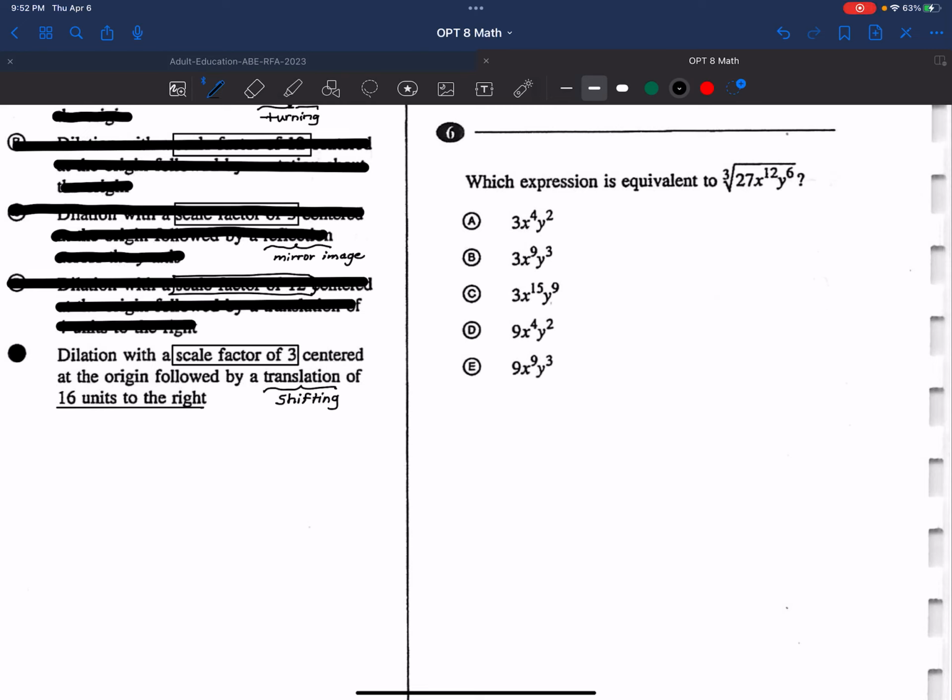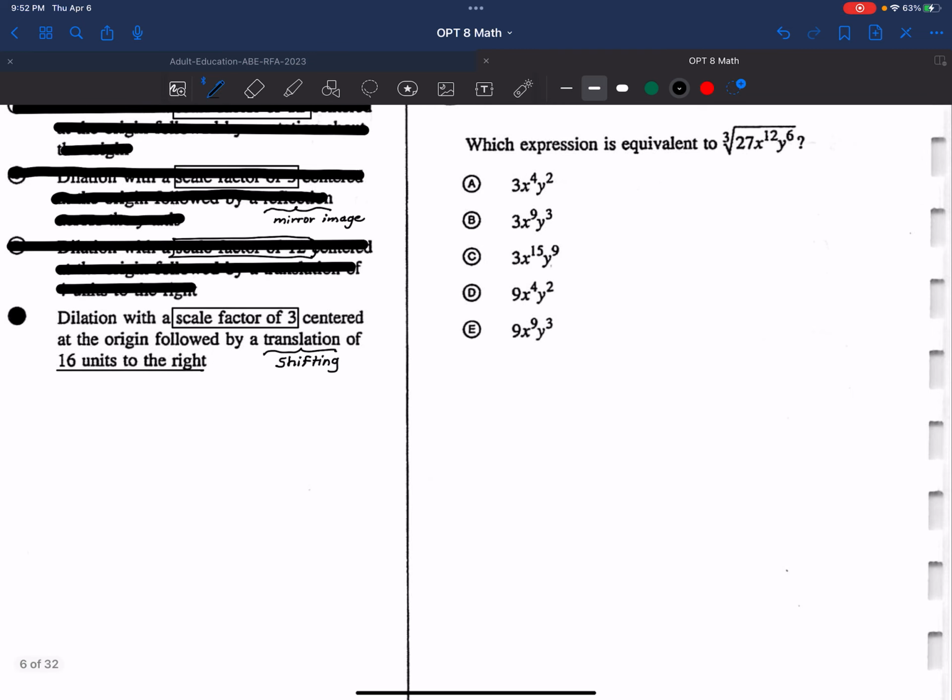Number 6. Which expression is equivalent to the cube root of that term? And before I show you this one, there is a little bit of background that you need to know. It's a background rule that's very, very important here. And if you know it, you can go ahead and solve, but if you don't, you need to know it.